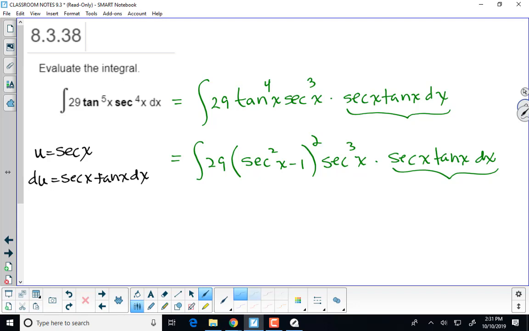And we've got it. So we can pull it to the front. We're going to have u squared minus 1 quantity squared times u to the 3 du. And then it always becomes a polynomial. So we always use the power rule and then back substitute to get to our trig function again.